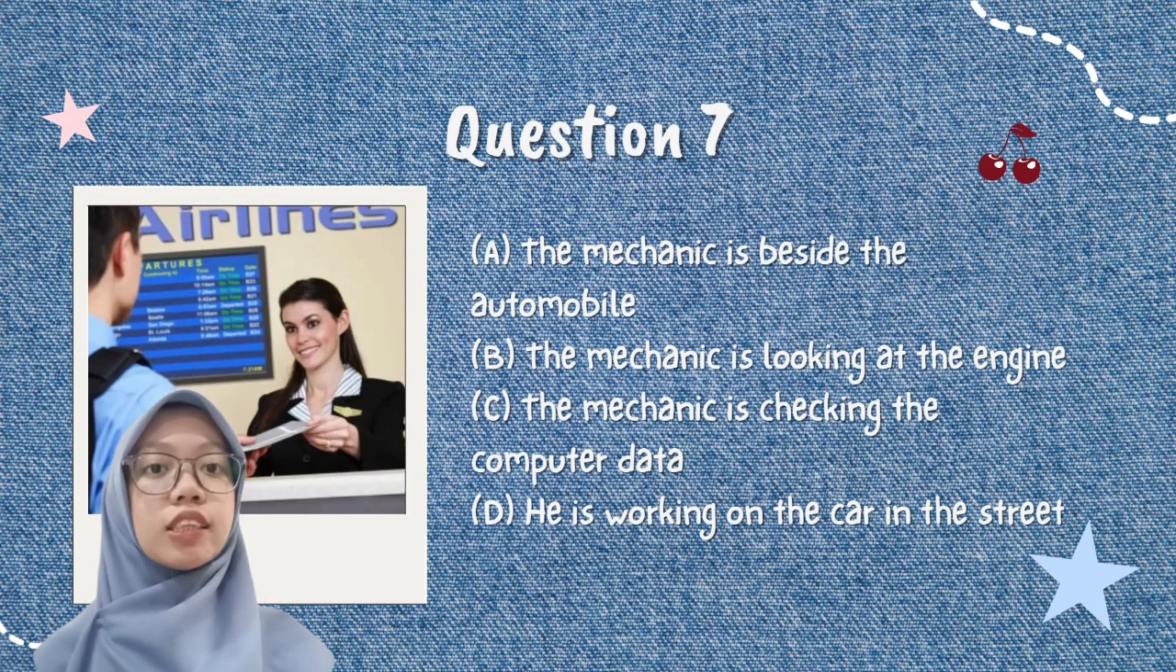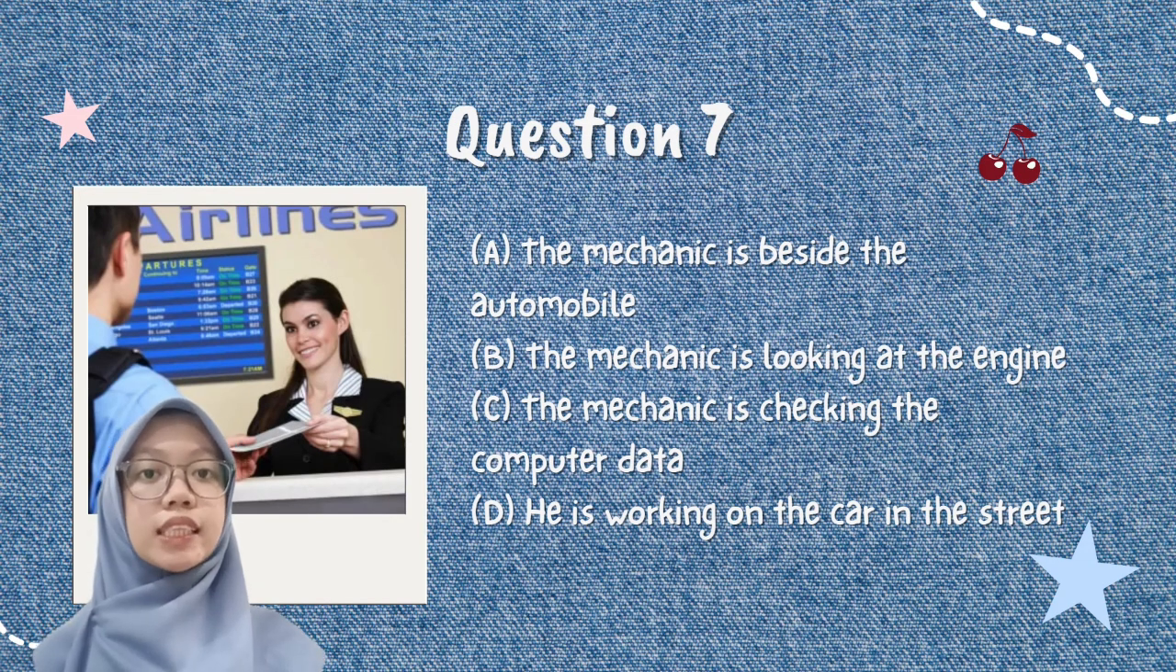Okay, now let's check the correct answer together. The correct answer is C. The mechanic is checking the computer data. Why is this correct? Because the main visible action is that the mechanic is using a laptop and looking at the screen. This is clear visual evidence.